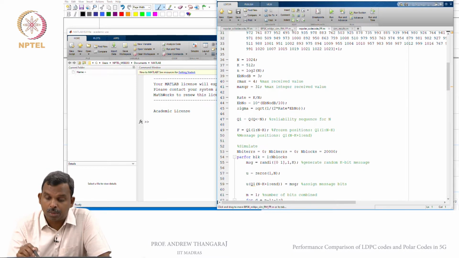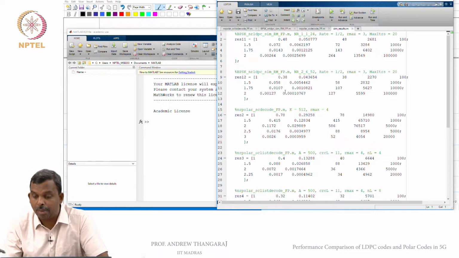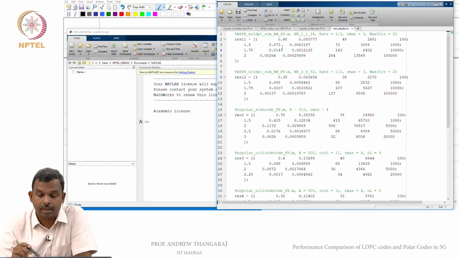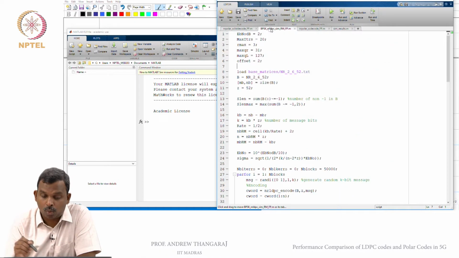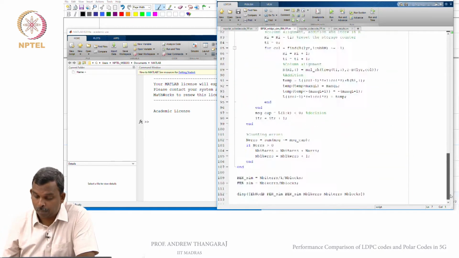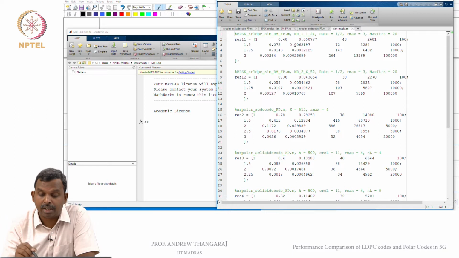Now, a quick word about simulations. When you start simulating, you need enough errors. Here are some simulation results. I've already done some simulations and compiled the results. This is another MATLAB file where I like to keep all my simulation results. If you remember, what we print at the end of the simulation is Eb/N0, FER simulated, BER simulated, number of block errors, number of bit errors, and number of blocks. Those values I collect and put into a matrix like this.